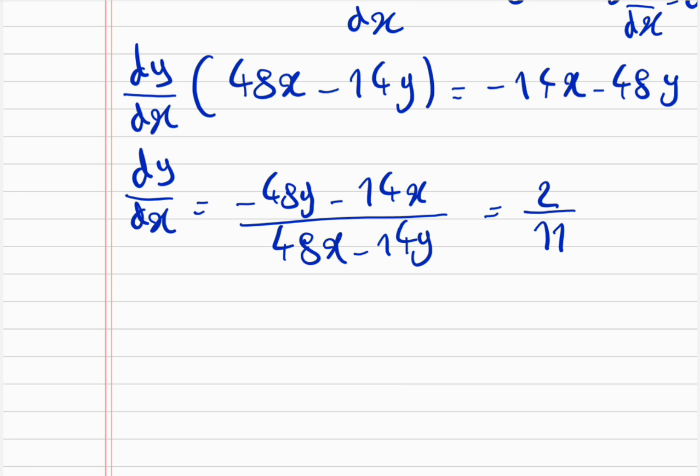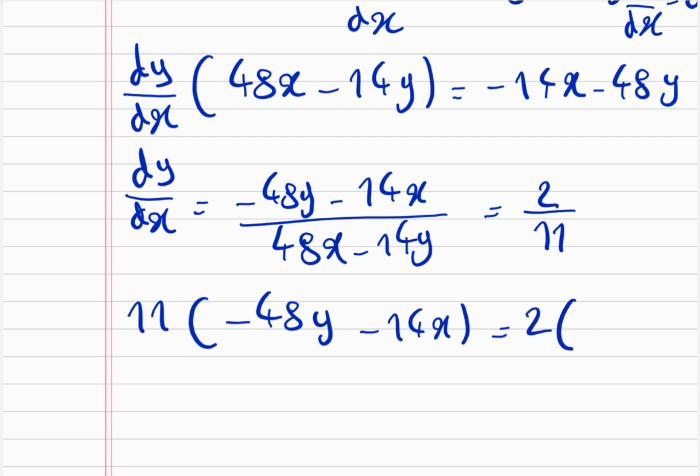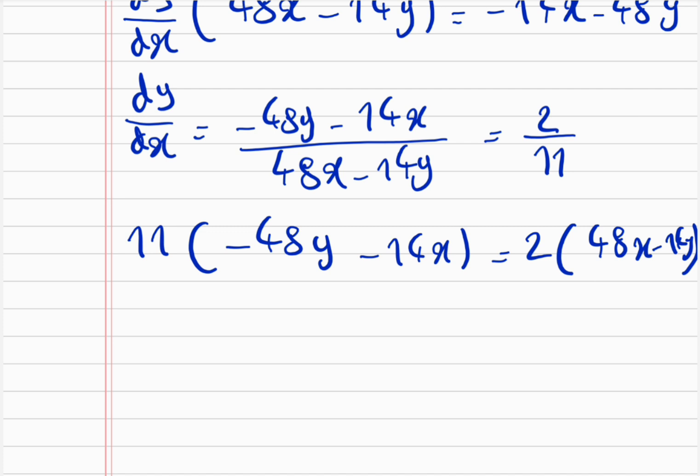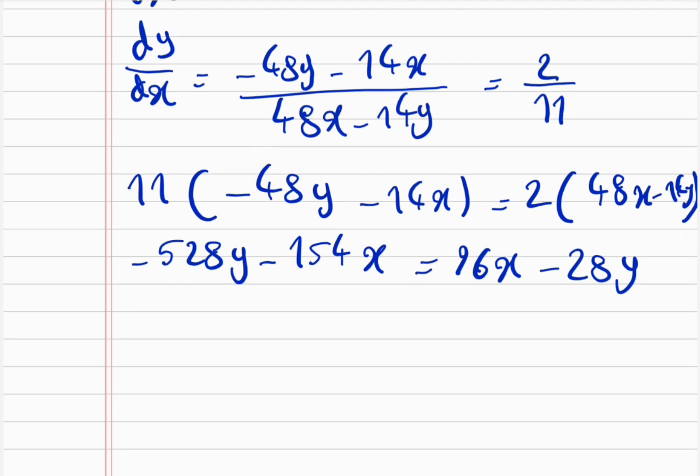So this is a simple cross multiplication, and we first multiply 11 by the numerator, which is minus 48y minus 14x, and then 2 times the denominator, which is 48x minus 14y. Okay, at this point we just need to expand the brackets first. So the left hand side is going to be minus 528y and minus 154x is equal to, then the right hand side is 96x minus 28y.